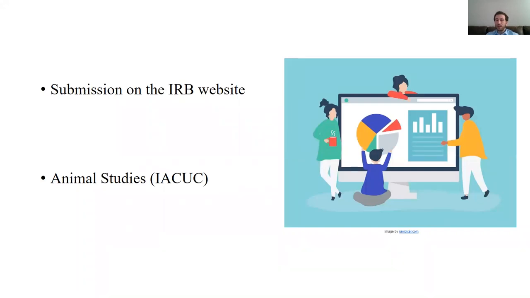Then you have to submit to the IRB website. Once you submit to the IRB website, it follows the same usual general template, which is you upload your protocol, you list the collaborators of the study, who's going to be working on this study, the confidentiality, the consent, the protocol. You list everything there, and it varies between institutions, but it generally follows the same outline.